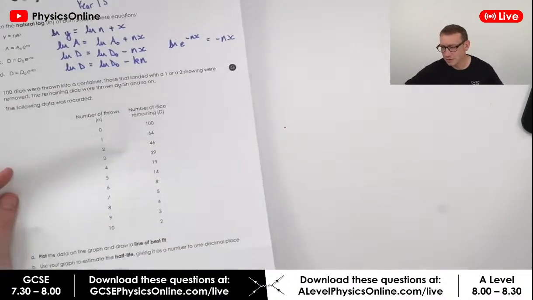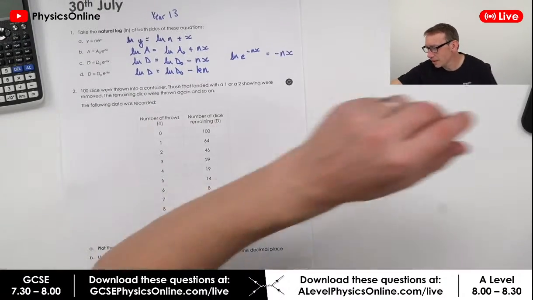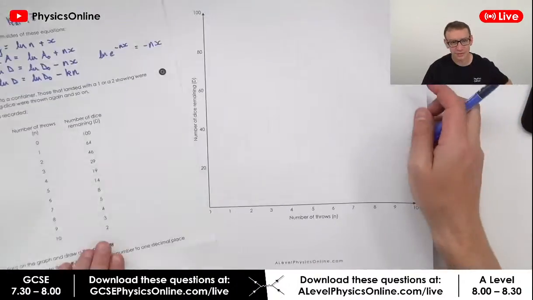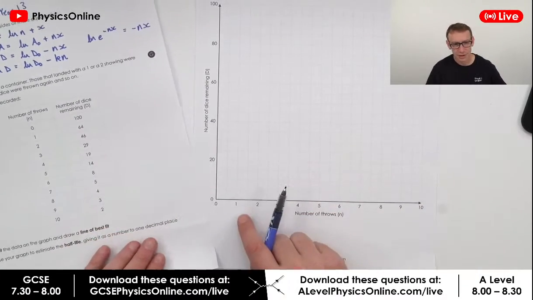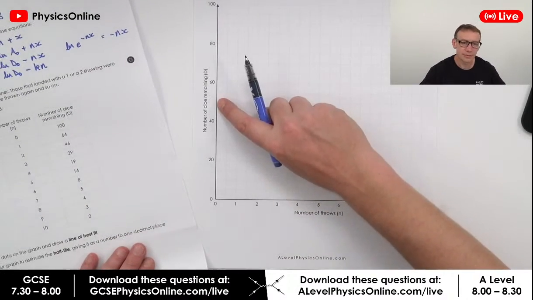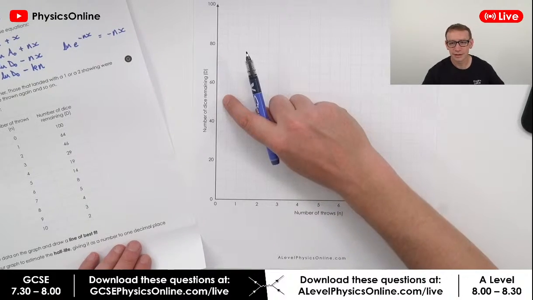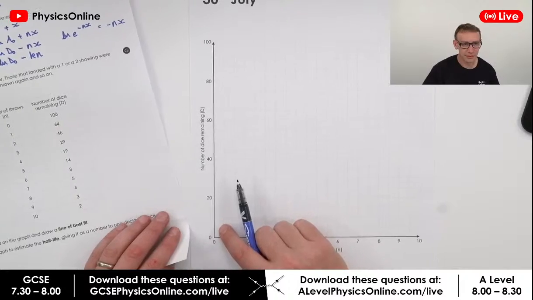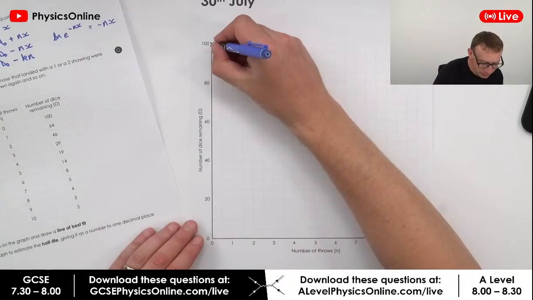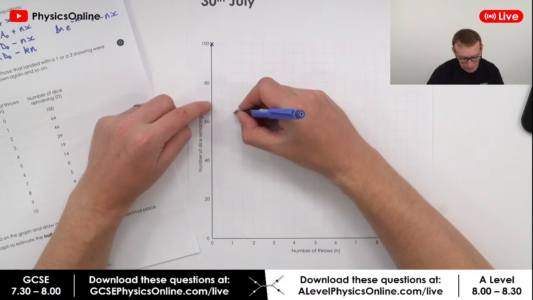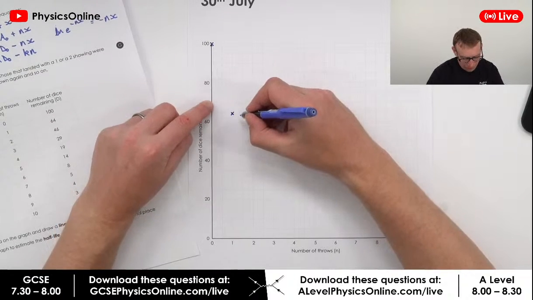The first thing we need to do is plot this data on a graph. Here are the axes already shown. We've got the number of throws, n, and the number of dice remaining, d. So let's have a look. After 0 throws, we had 100. After 1 throw, we had 64. So if that's 70, that's going to be 64 there.